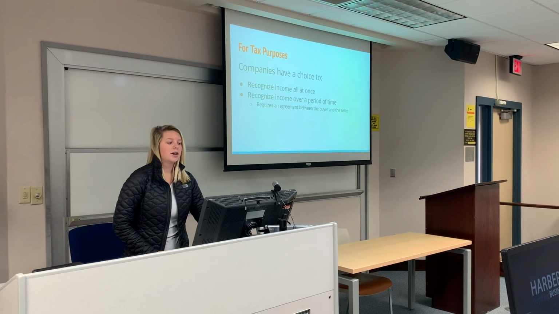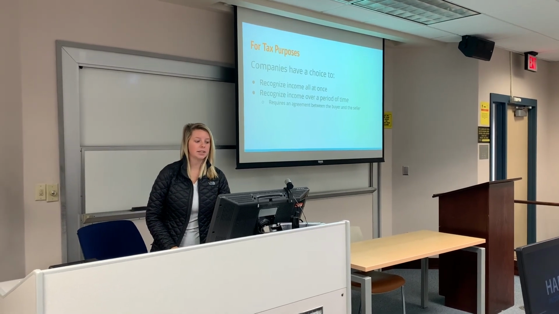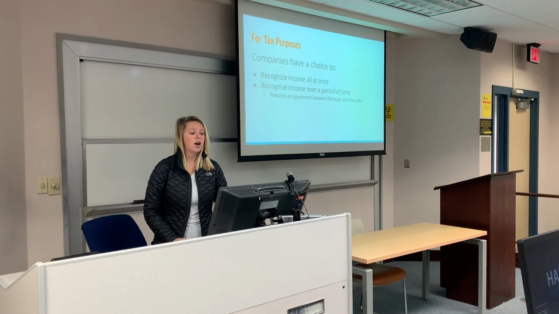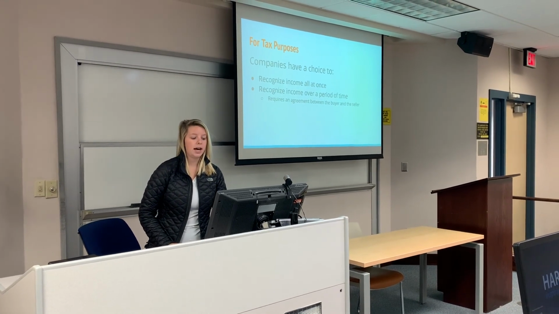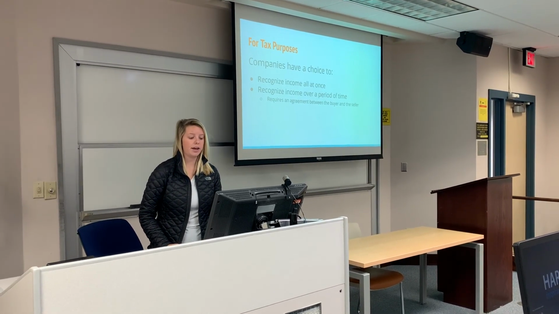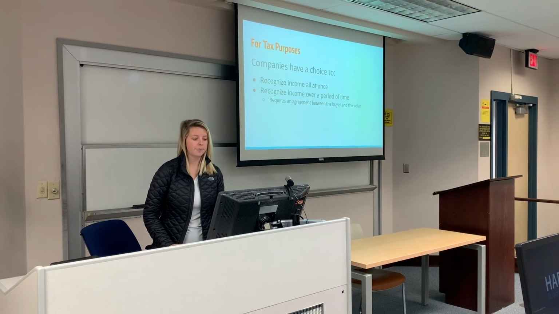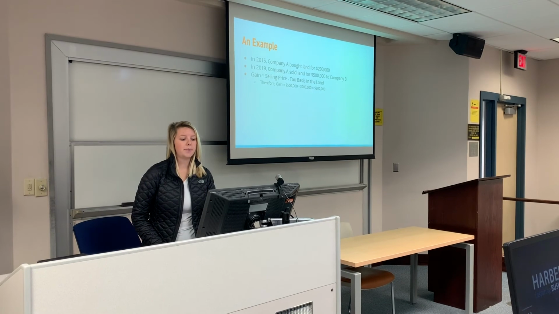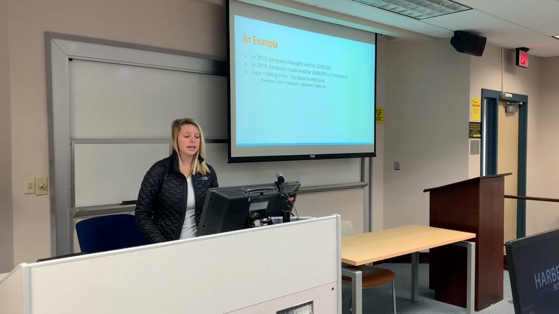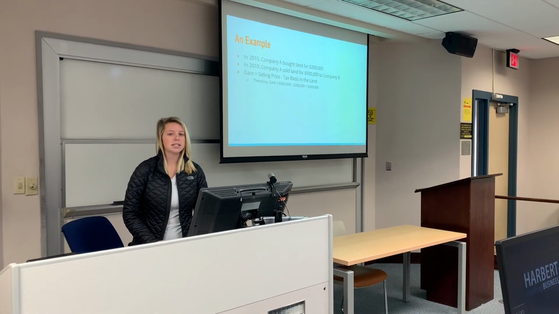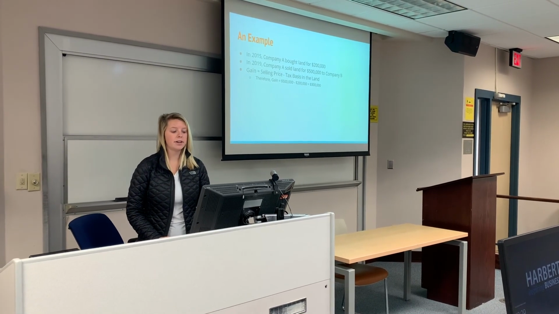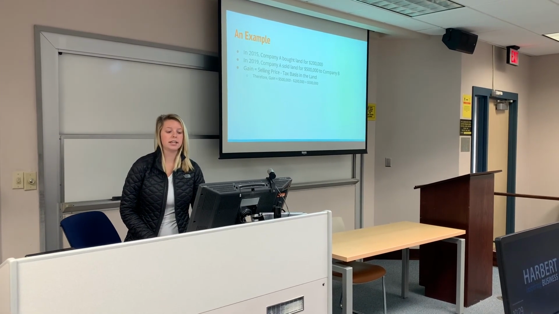All right, so next we're going to talk about the installment method for tax purposes. For tax purposes, companies also have a choice to recognize income all at once or recognize the income over a period of time, which still requires an installment contract between the buyer and the seller. So we're going to use the same example that we did for book purposes, but one thing different is that to calculate the gain for tax purposes, it is the selling price minus the tax basis in the land. Therefore, the gain is $500,000 minus $200,000, which equals $300,000.